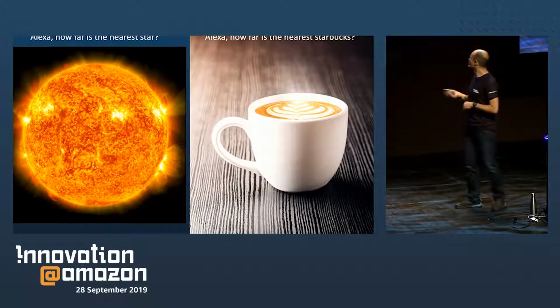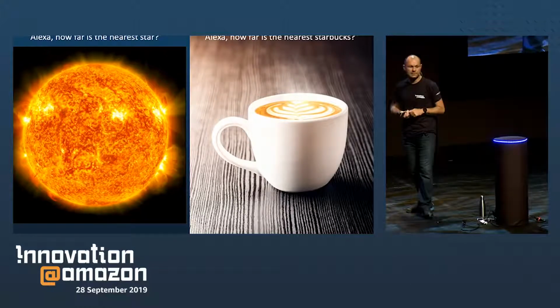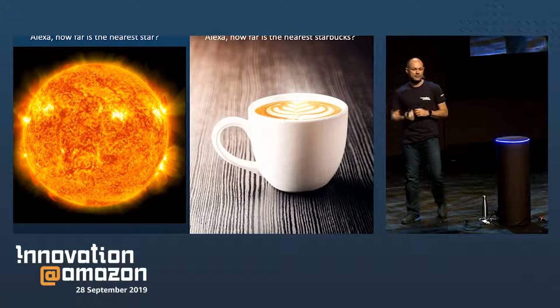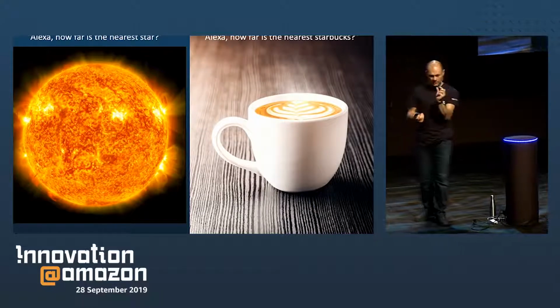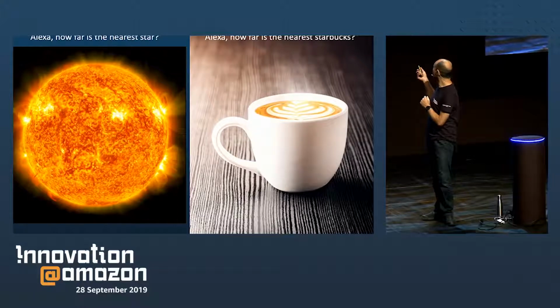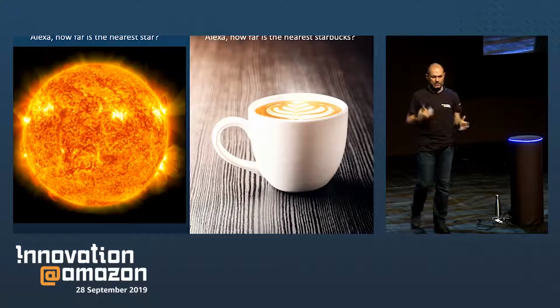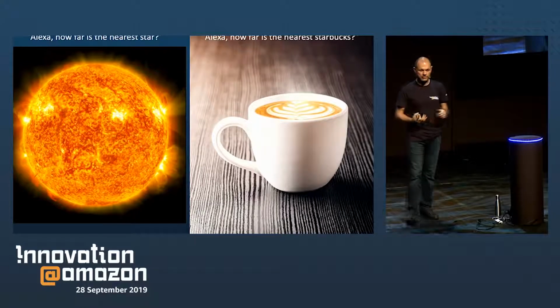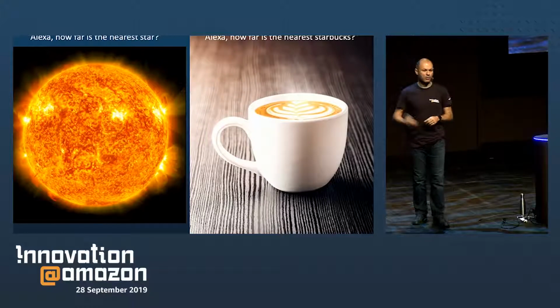Similarly, we could look into more examples. Alexa, how far is the nearest star? And Alexa, how far is the nearest Starbucks? And again, depending on just the last few pieces of text in here, the understanding and the action that you desire from Alexa is totally different. So from the first one, you want to know how far is the nearest star, which hopefully should be our sun.